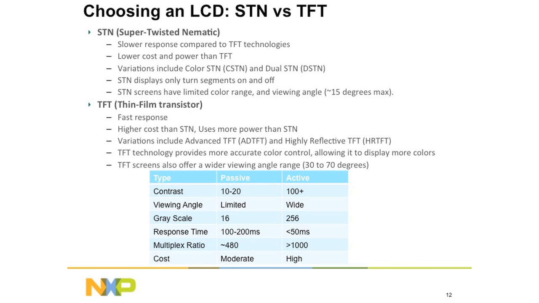Definitely faster response, I think, is one of the key factors for a TFT display as compared to an STN, which is what we call a passive display. The TFT, a thin film transistor base, is an active device, so the response time is much faster to display the graphics. From a viewing angle perspective, the TFTs have a wider one. Typically, the STNs have around 15 degrees at the max from a viewing angle standpoint.